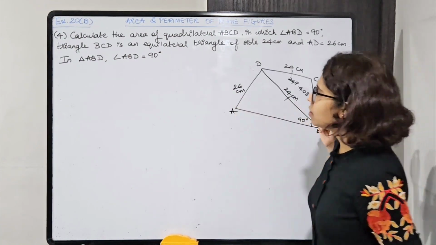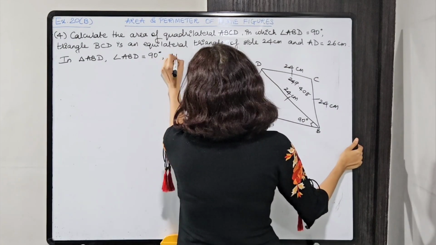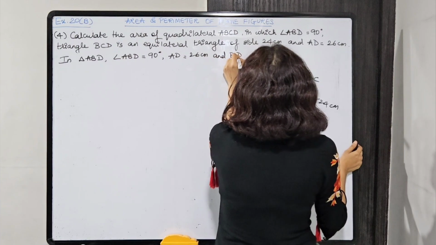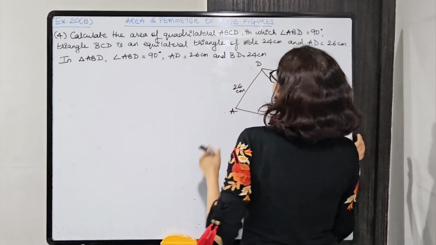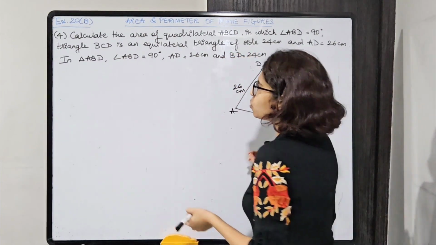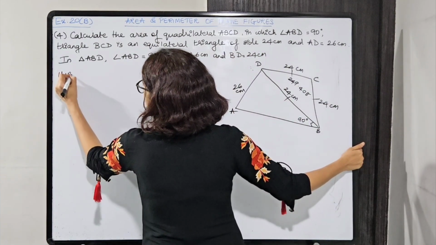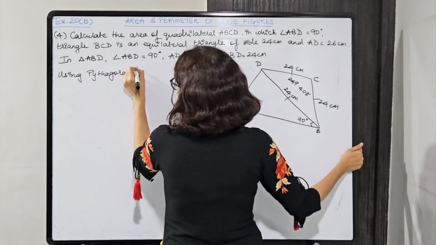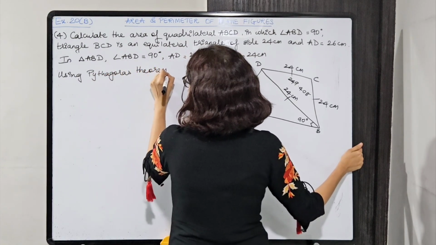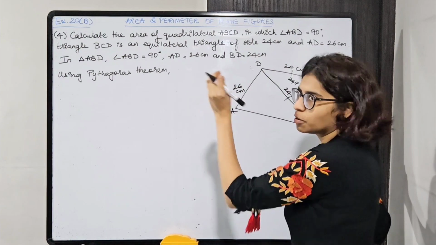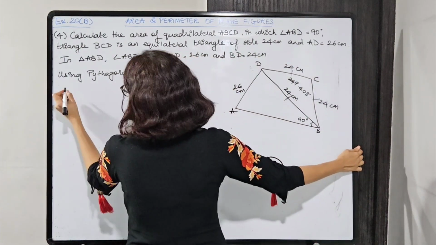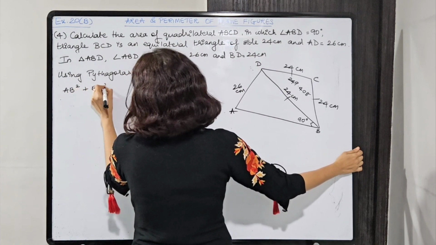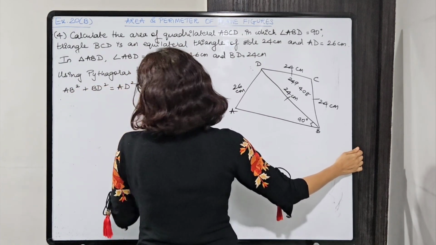Also write down the sides. So AD is 26 and BD is 24. We have to find out AB. All right, so using Pythagoras theorem, whenever you are applying theorems you have to write down, okay, which theorem you are applying. So using Pythagoras theorem, AB square plus BD square is equal to AD square.